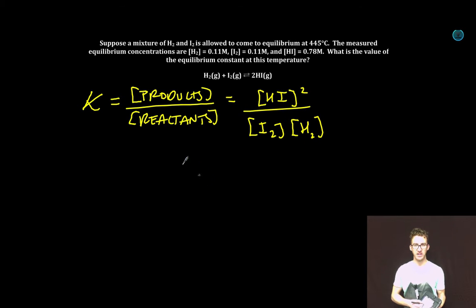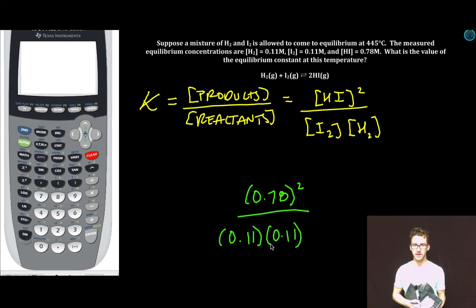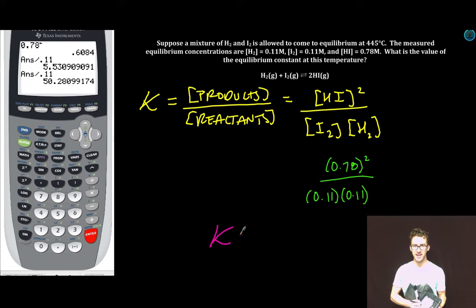Plug in those values. Bust out a calculator. 0.78 squared, enter, divide by 0.11, enter, divide by 0.11, enter. K equals 50 decimal point to keep my sig figs. Boom.